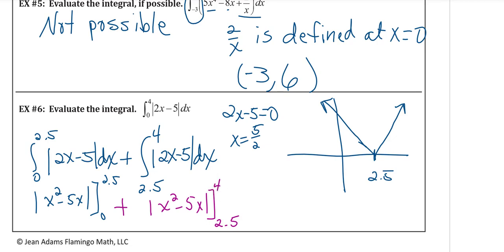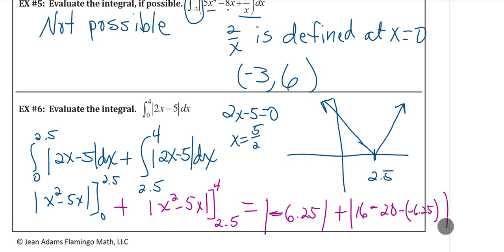to 4. And so when I do this, I get the first absolute value will be the absolute value of negative 6.25, because I'll put 0 in and put 2.5 in, and I get that, plus the absolute value, when I square 4, I get 16 minus 20, and then minus a negative 6.25, and absolute value of that, when I figure this all out, I get 8.5.